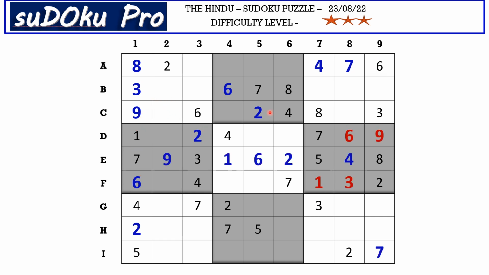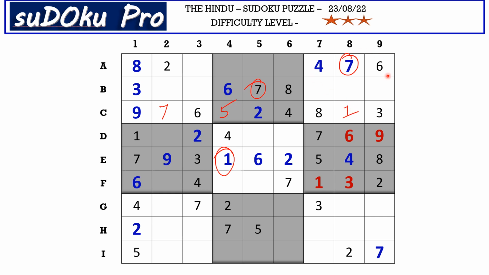Let's fill C row now. There is 7 in A row and 7 in B row blocking these 3 cells. So 7 goes here in C2. Now in C row there are only 2 empty cells and the missing numbers are 1 and 5. There is 1 blocking from column 4. So C4 takes 5 and C8 takes 1.